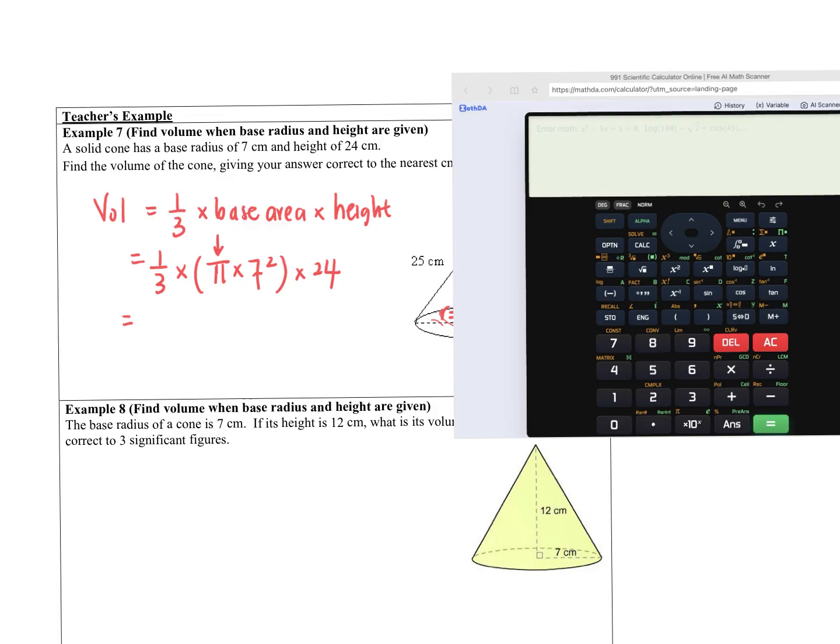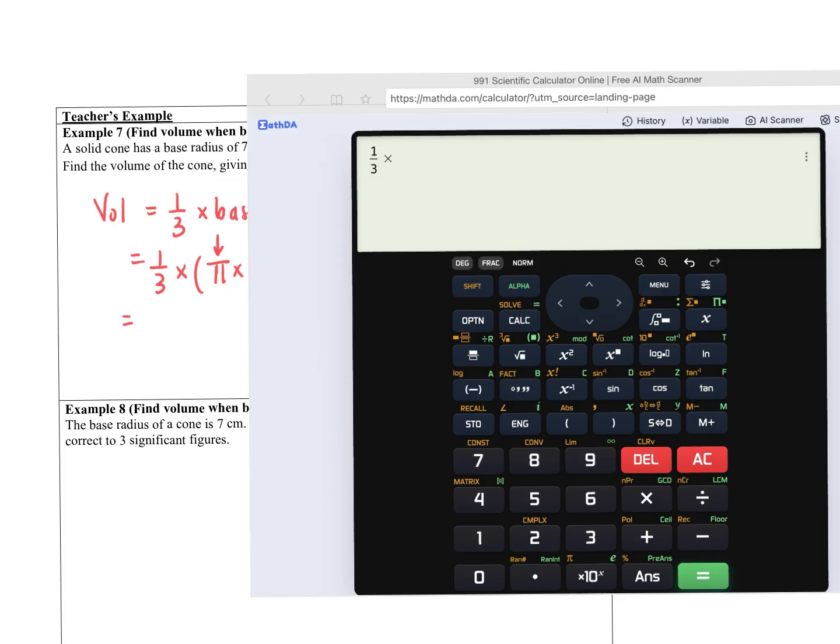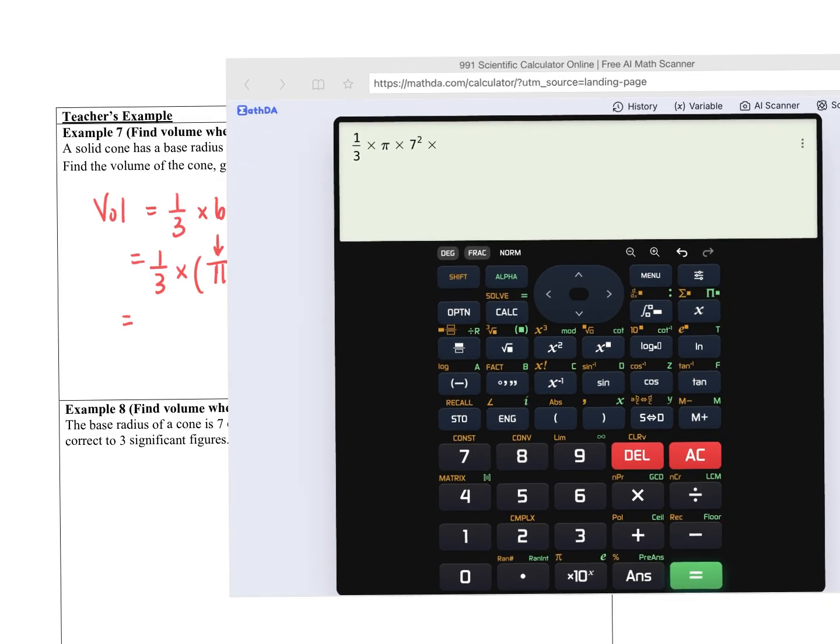Okay, so I will use 1/3, right? Times pi. Your pi is here at the bottom. Can you see there's a pi here? To call for this pi, press shift, followed by the pi button. Then times 7 square times 24. So the calculator will give you this: 1231.504. So you copy that down.